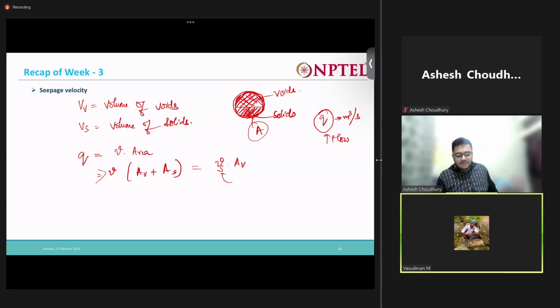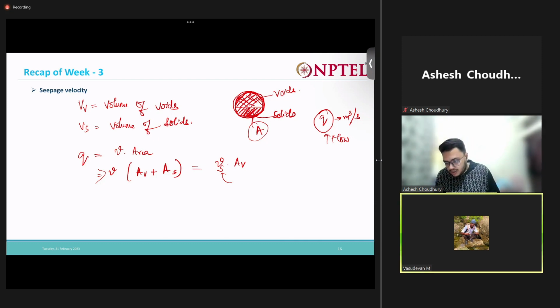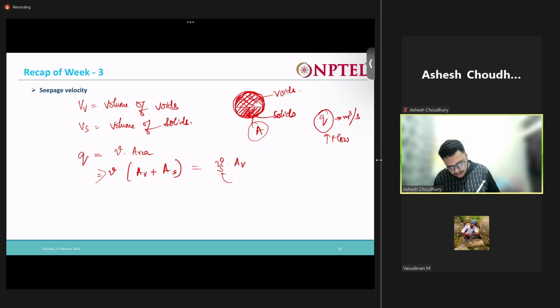Superficial velocity is the velocity of water when we consider that the flow is occurring only through the voids. Not through the whole area, but only through the voids. That is what is happening in reality, right? Only through the voids. Now, see.